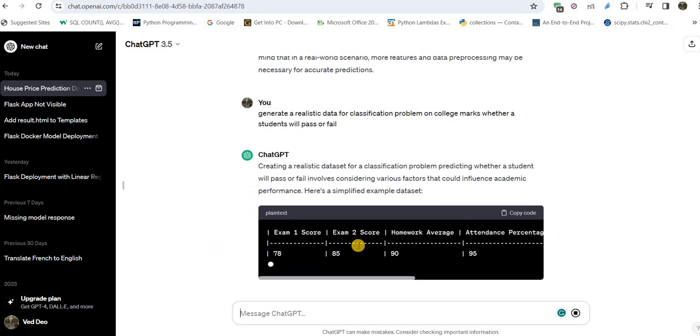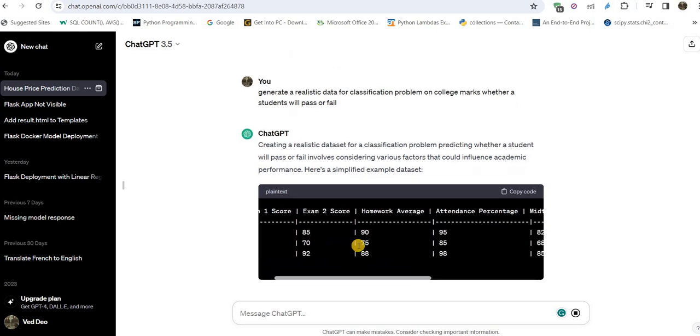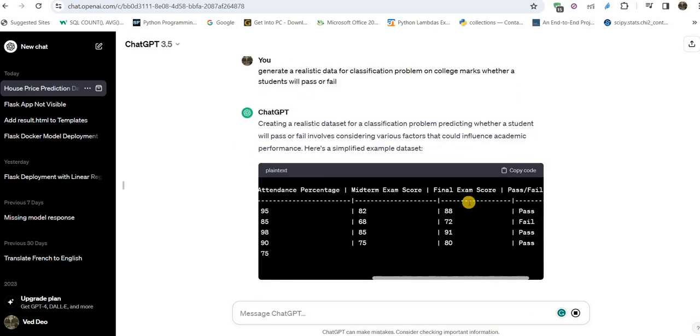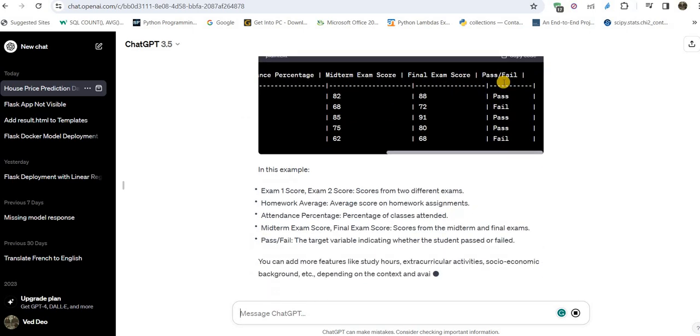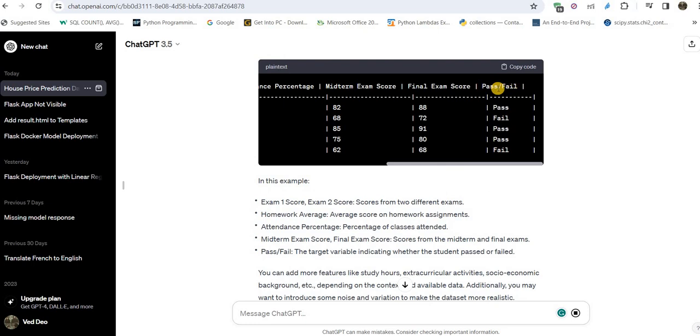See that it has generated exam 1 score, exam 2 score, homework average, attendance percentage, mid exam score, final exam score, and here it is pass, fail, pass, fail. So this is your target column. Target column means what you have to predict, pass or fail, and this column has the two categories. So by looking at the data and your use case, you need to understand which kind of problem it is, whether it is supervised or unsupervised. If it is supervised, do I have to apply the regression algorithms or the classification algorithms? Understood?